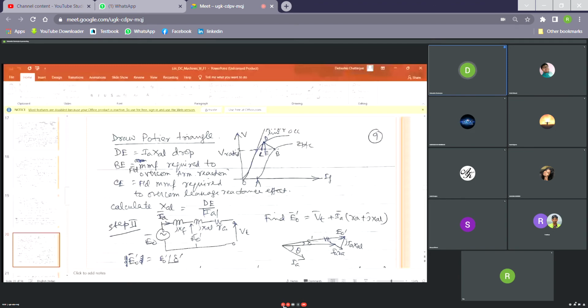In step 2, you just see that you have VT, IRA plus jIXL, E0 dash. So if you consider a lagging load, your E0 dash will be leading, that is at angle delta dash. Now in the next step, you can draw the MMF phasor diagram also. Corresponding to E0 dash, you can draw FF dash, which is leading E0 dash by 90 degrees. So the FF dash phasor will have an angle of 90 degrees plus delta dash with respect to VT.